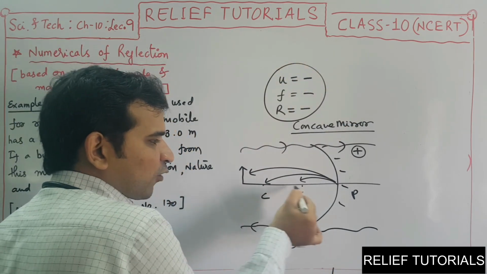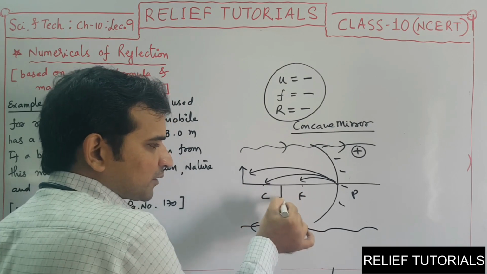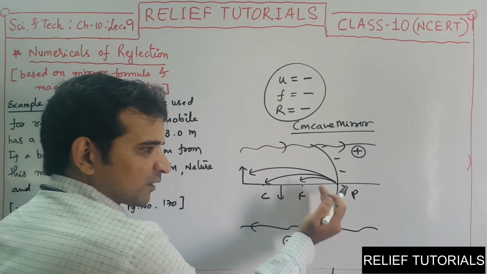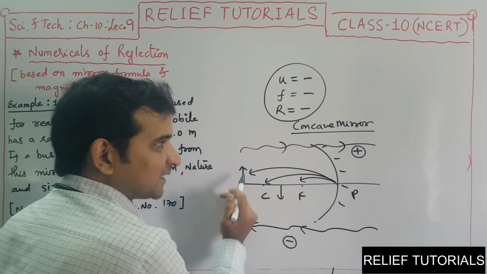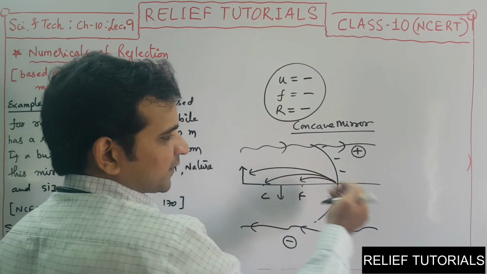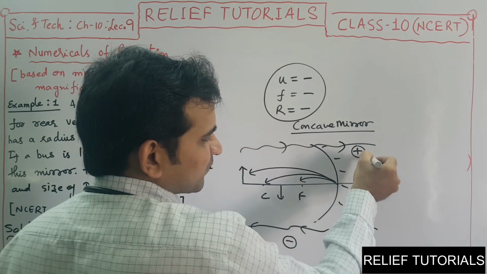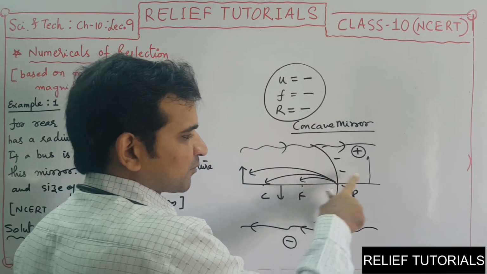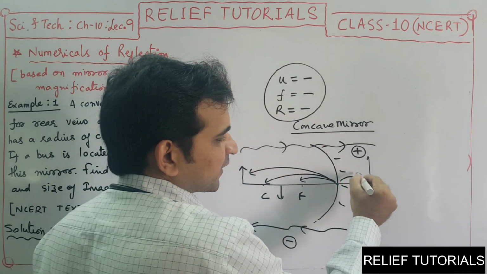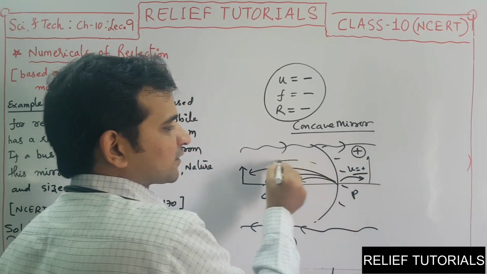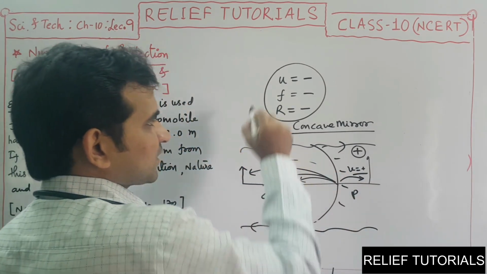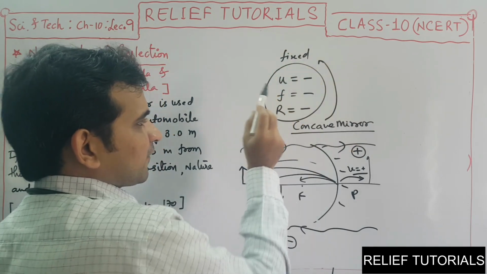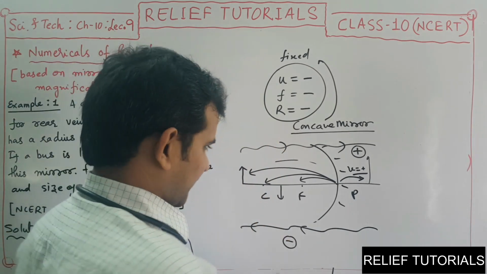If the image is formed on this side, we know the image is formed between C and F, sometimes at C, sometimes beyond C. So if the image is also formed on this side, that distance will be negative. If the image is formed behind the mirror, as we know in the last case of the concave mirror, then v will be positive, otherwise v is also negative. But these are the fixed things for the concave mirror, that u, f and R are always negative.